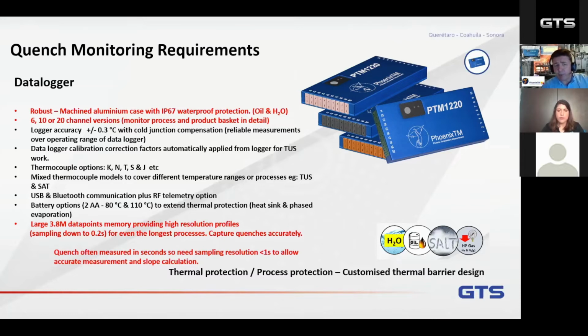The other important thing that people often maybe overlook is that the quench process, as we'll see in a few minutes, is very short. It's typically only a couple of minutes at most.